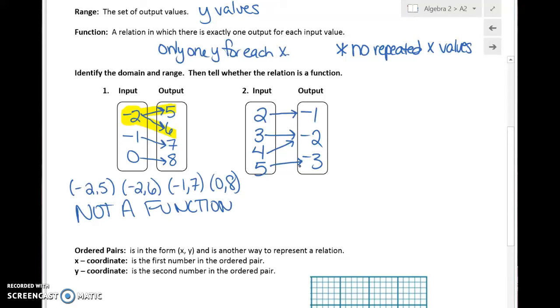We need to decide, is this relation a function? The 2 only has one y value. The 3 only has one y value. The 4 only has one y value. and the 5 only has one y value. So is it a function? Yes. Now what does this mean? Repeated y values are okay.